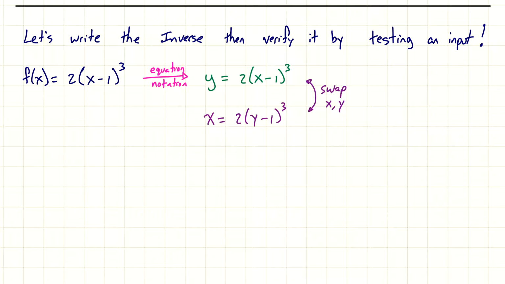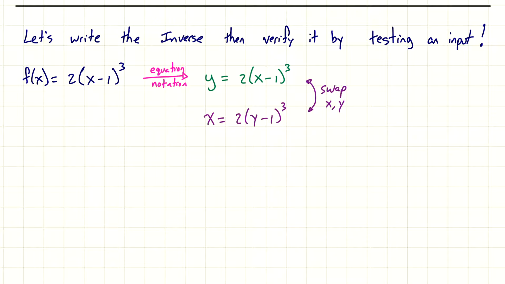Now we have to undo them in reverse order. If we started at the closest, it would be with the minus 1. But I think I mentioned this before: we always want to start on the outside and work our way in. The minus 1 is on the inside, so we're not going to do that. The cubed is on the outside, but the 2 is also on the outside. So which one would we do first?